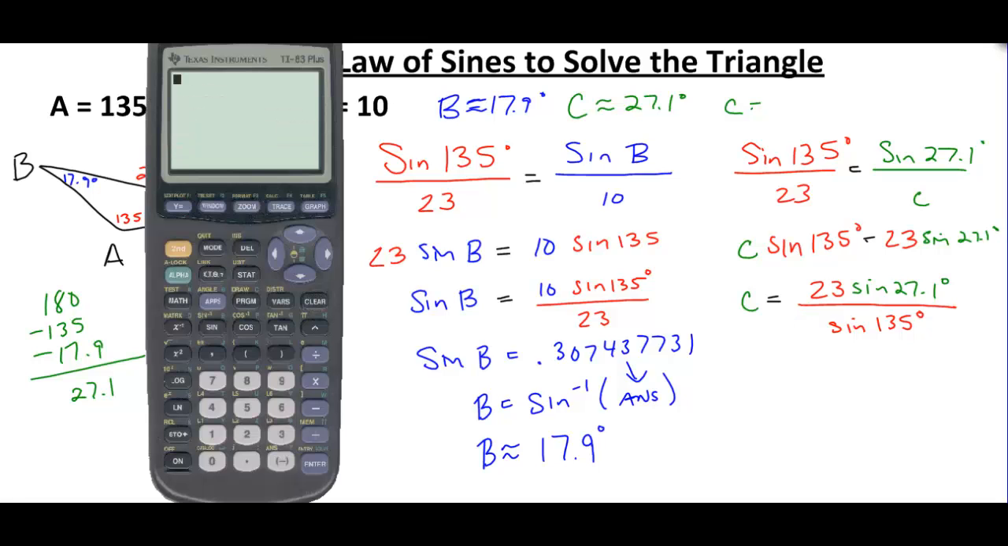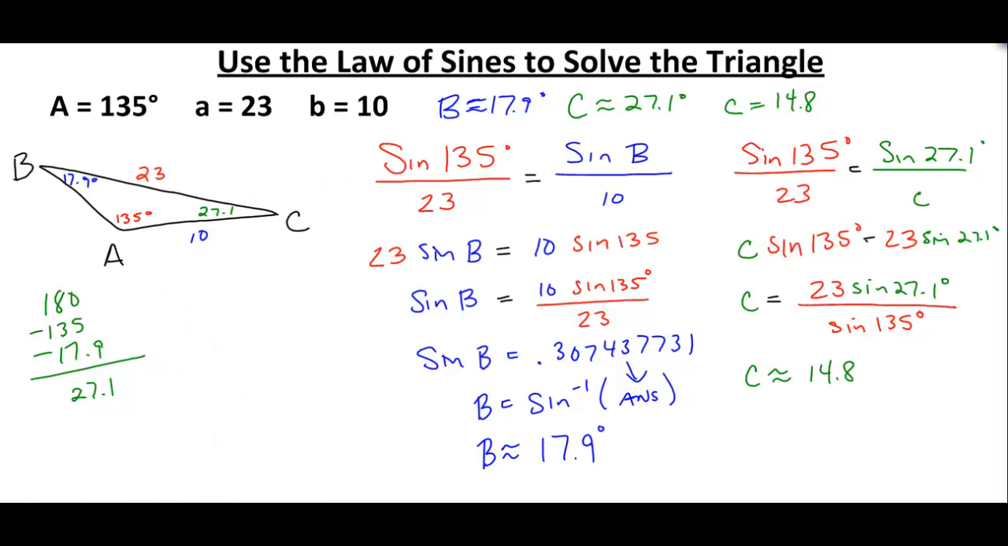So again, type it in how you see it. And again, because the numerator is being multiplied together and you only have one term in the denominator, you don't have to use parentheses, so I'll show you that. 23 times the sine of 27.1 degrees, but you do want to close the parentheses, divided by sine of 135 degrees. Hit enter, and now I get side C is approximately 14.8. And again, I don't put a degree symbol because this is a side length, so 14.8. And that's how we use the law of sines.